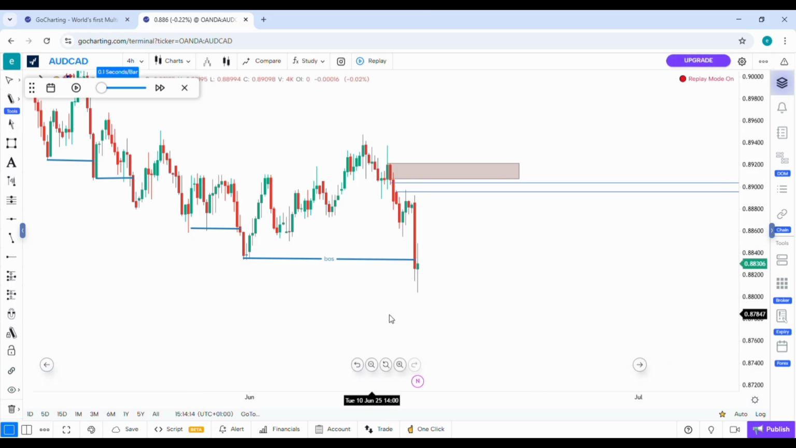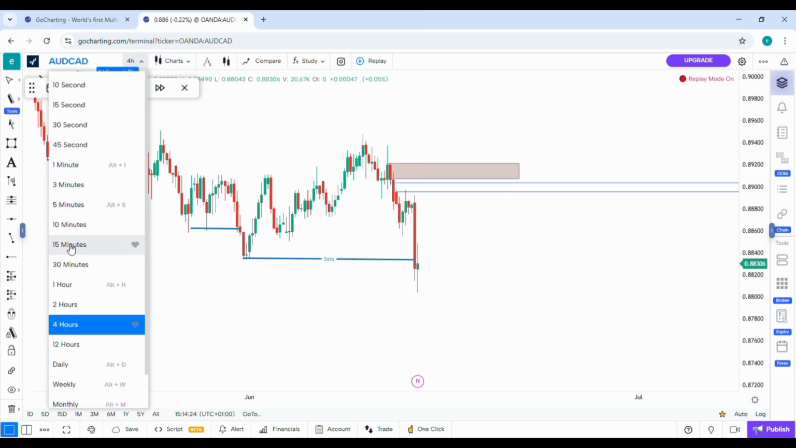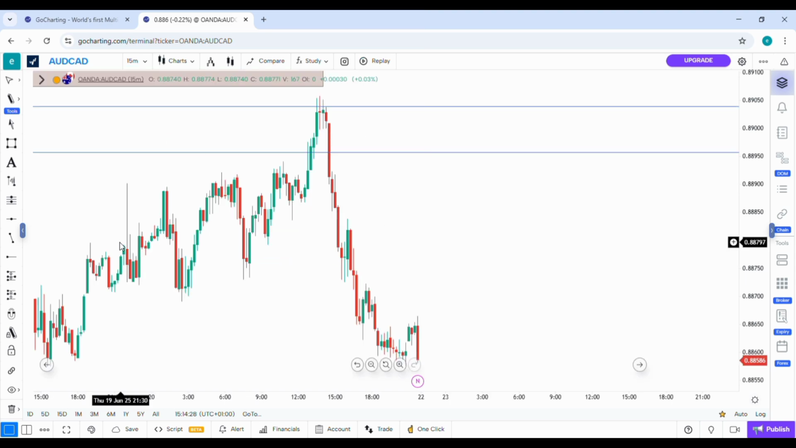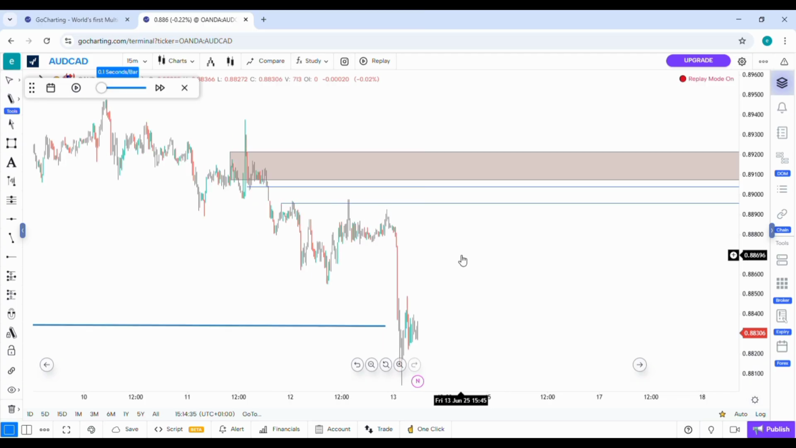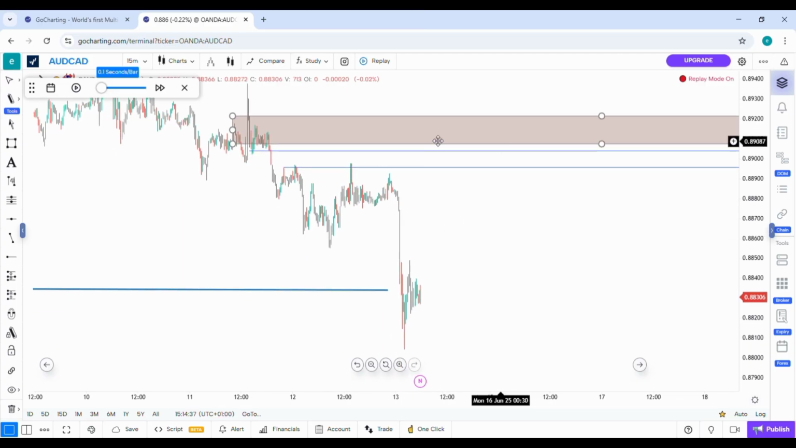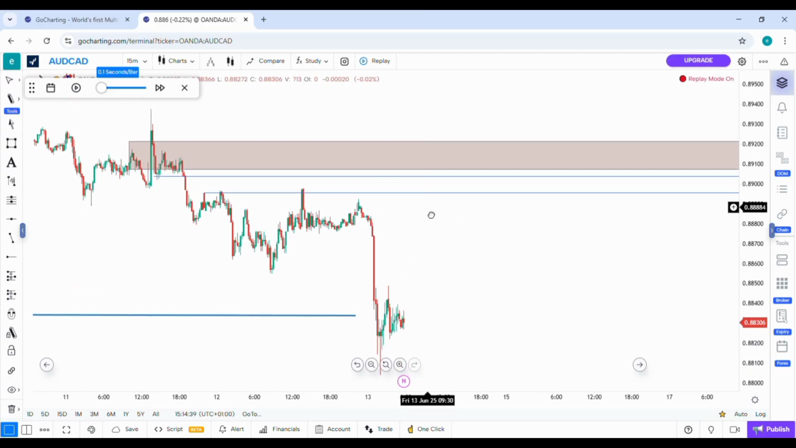You understand, guys? So now what we need to do is to go down to our 15 minutes time frame. Now 15 minute time frame, what do we got here? This is our fair value gap. This is everything we need. Now we just need price. Let's modify this.